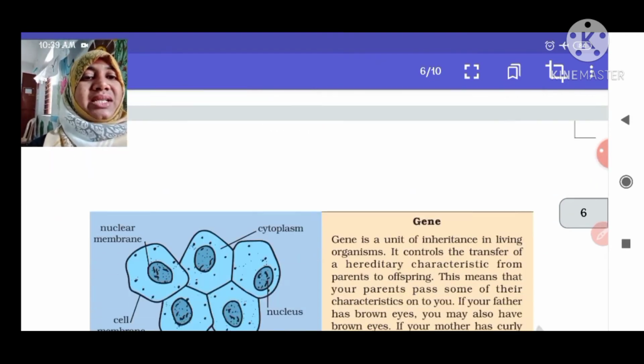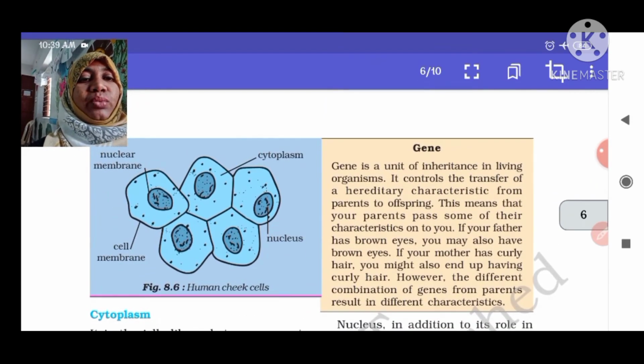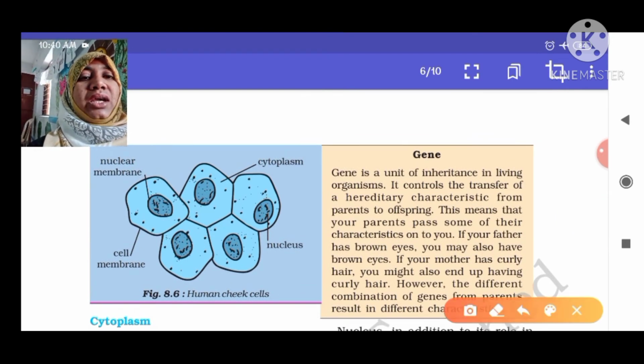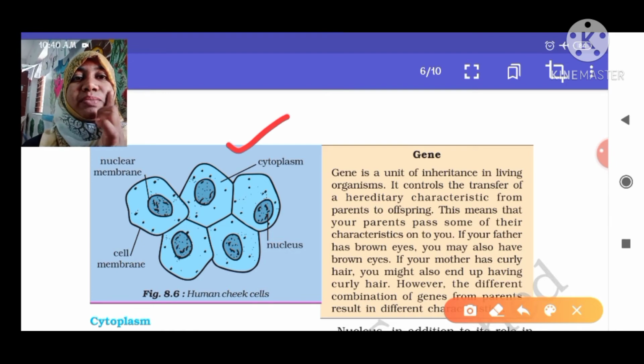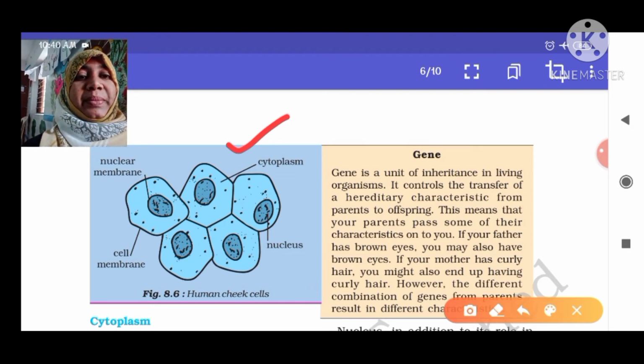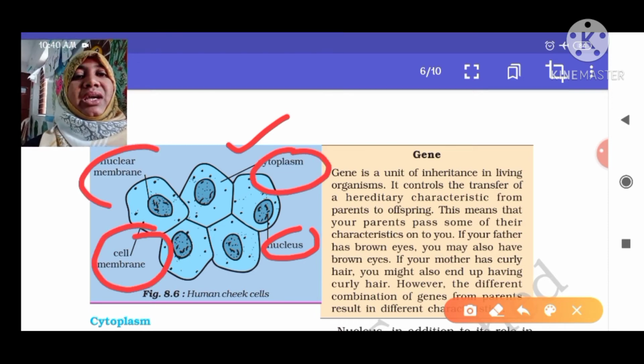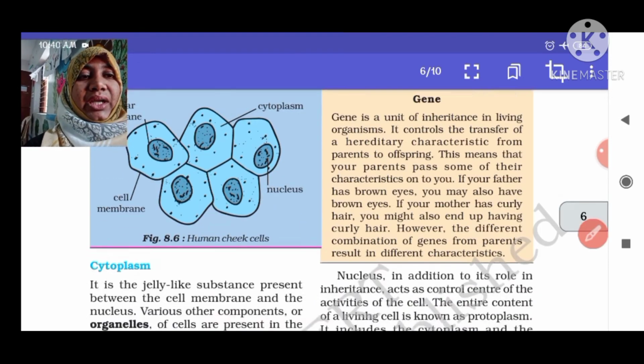Okay, so the next concept is the human cheek cells. So these are the human cheek cells. This particular area is the cheek, so how will the cells be? When you take a small piece of it, it should be a very thin layer. It has nucleus, cytoplasm, cell membrane and nuclear membrane.